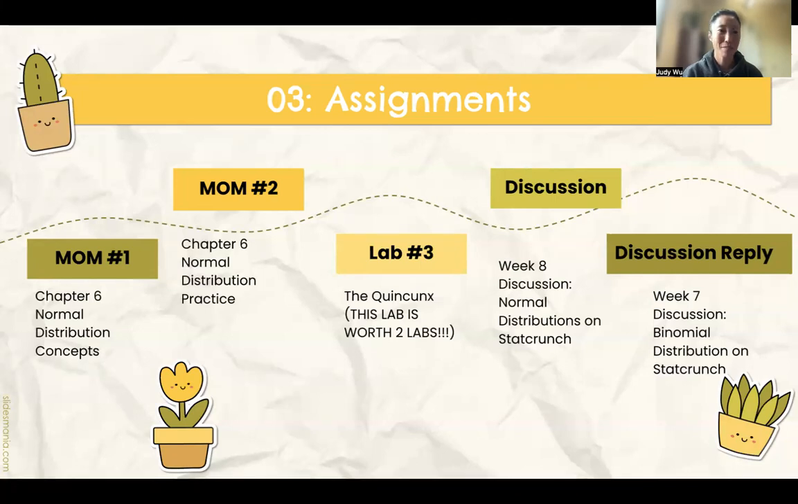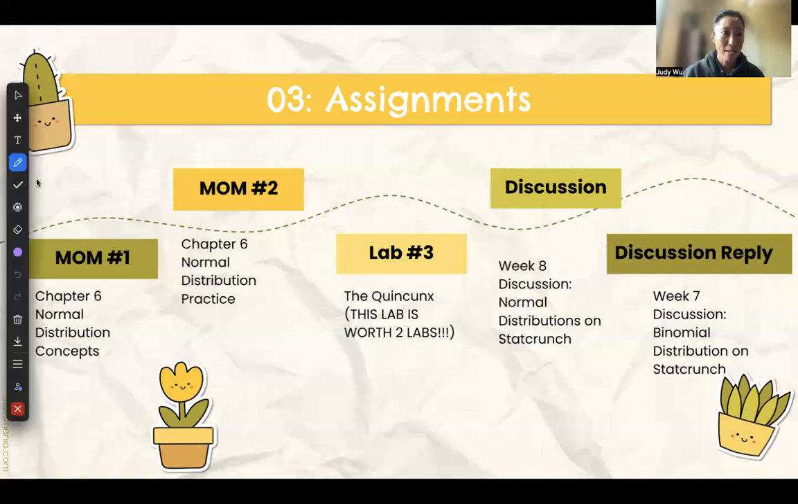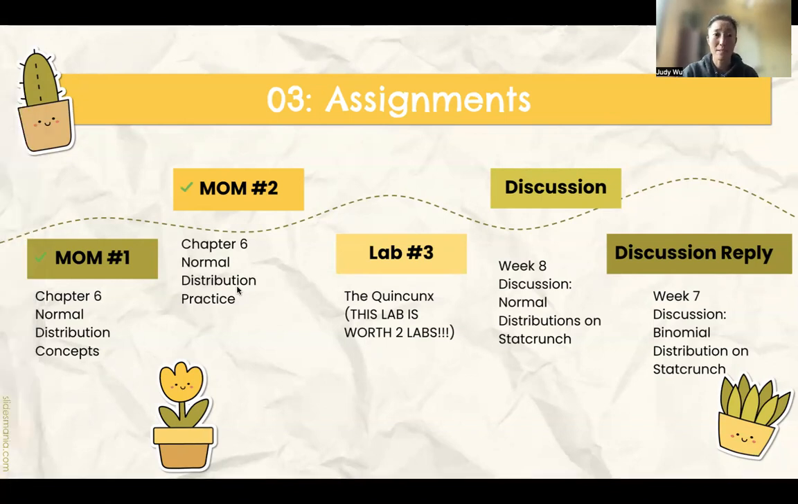All right, so assignments for this week. We have a My Open Math assignment that is going to be due at the end of the week. We've got a chapter 6 normal distribution concepts. We've got the second My Open Math assignment that is going to be just some practice. And I've posted 2 videos, or I will post 2 videos that'll go through some examples that are from your homework. So if you're feeling stuck on the homework, definitely check out those videos for some help, okay?